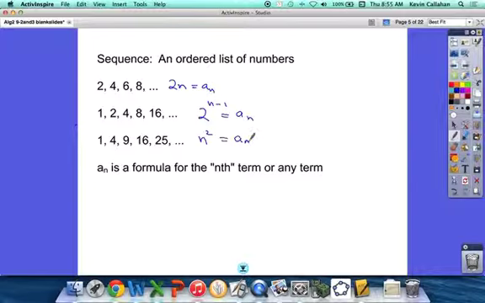So a sub n, the nth term, represents a formula for any term in the sequence. As long as you know the value of n, meaning the ordinal number of the term in the sequence, you plug in that value for n, and you get the value that's in that place. Using this formula right here, if I wanted to know A10, the 10th term in the sequence, I would say A10 equals 10 squared, which is 100.